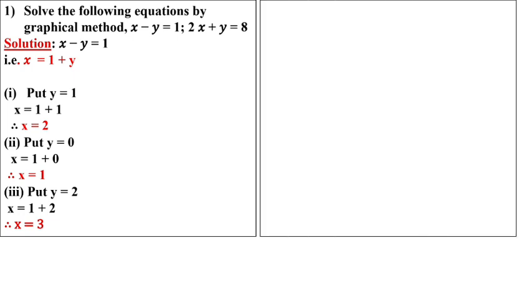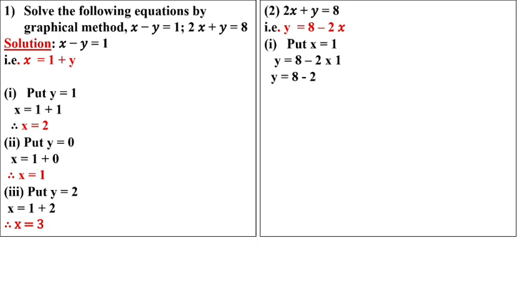The second equation is given. What is given, students? 2x plus y equal to 8. Now with the help of this, 2x will go to the right side and become minus 2x. So students, now put x value equal to 1. Here we take 8 minus 2 into 1, because the x value we have taken is 1. 2 ones are 2. 8 minus 2 is 6.